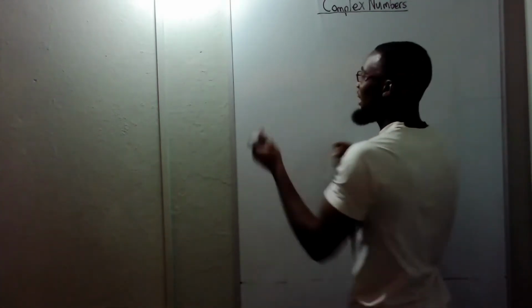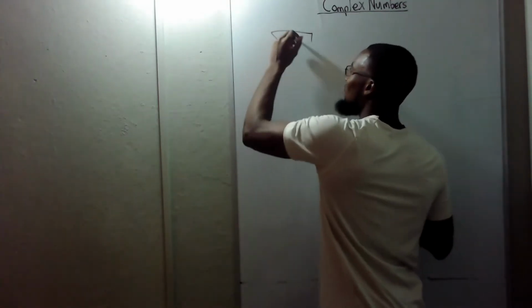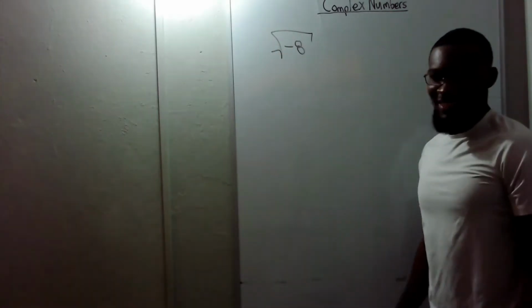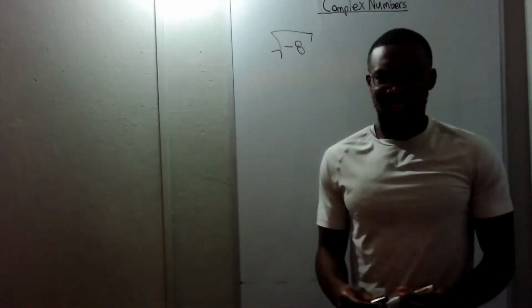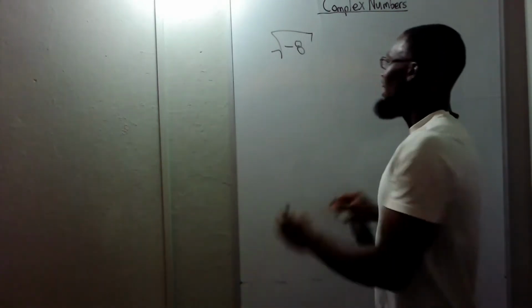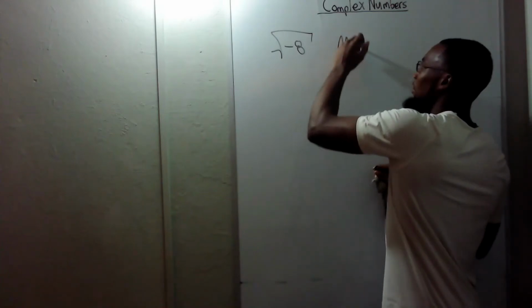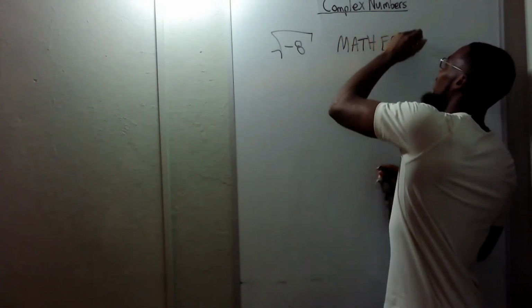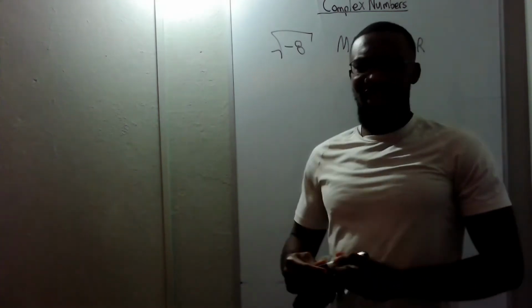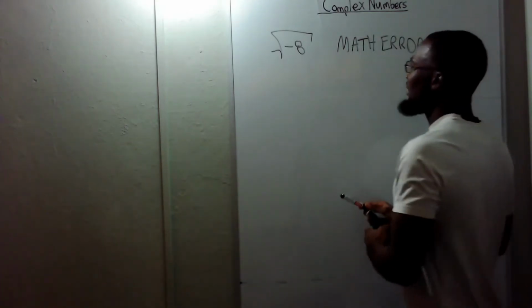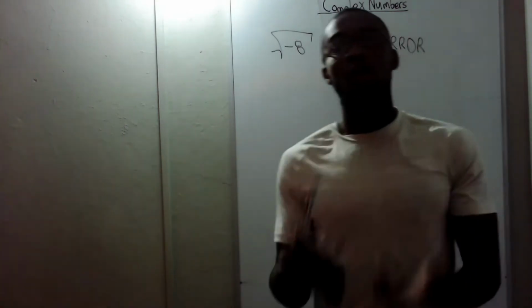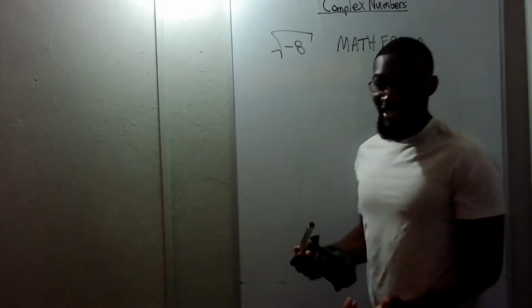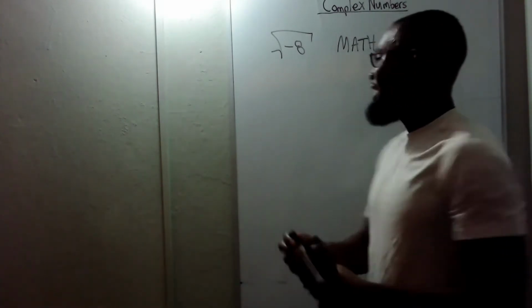Alright, so try it. Put the square root of negative 8 in a calculator. As you put this into your calculator, it is going to say math error. Your calculator cannot compute it. This is the need now for complex numbers.